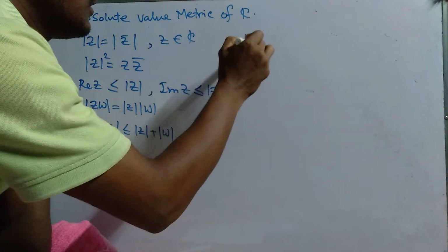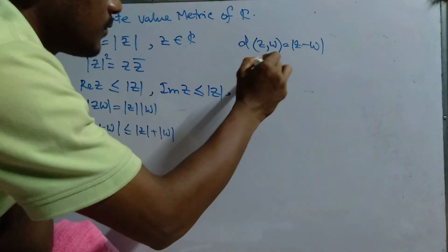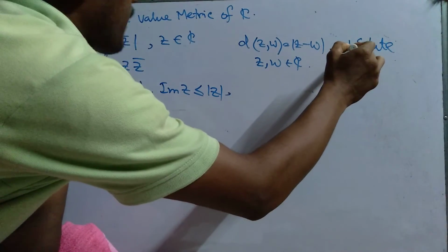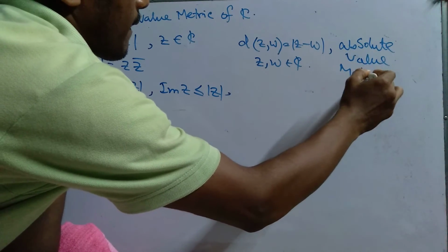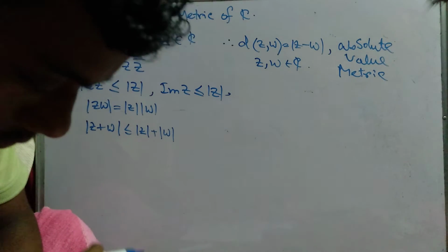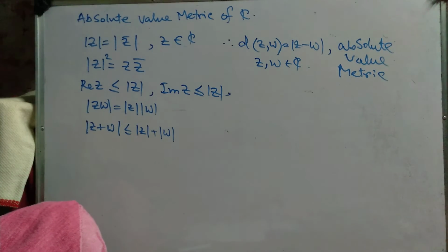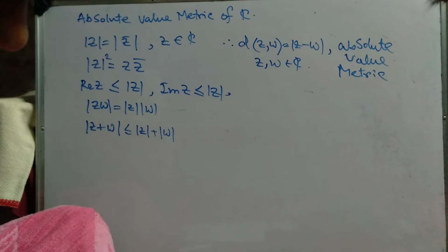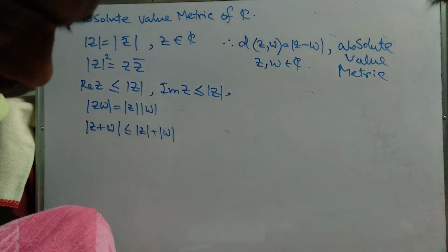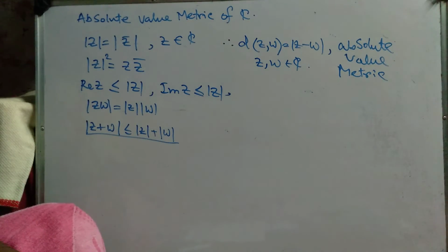Now we write d(z,w) equal to mod z minus w, this metric where z, w belongs to C. Then this is the absolute value metric. Now we see that this metric holds all these conditions of a metric also. Now we just prove this one.